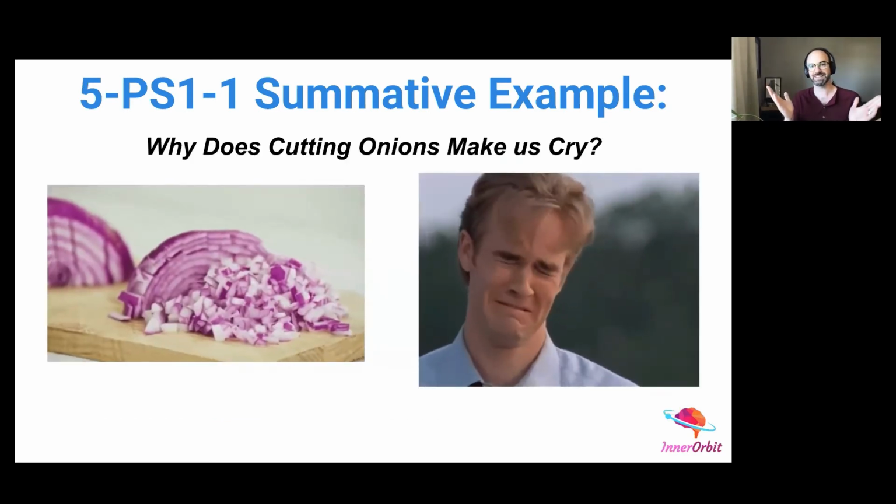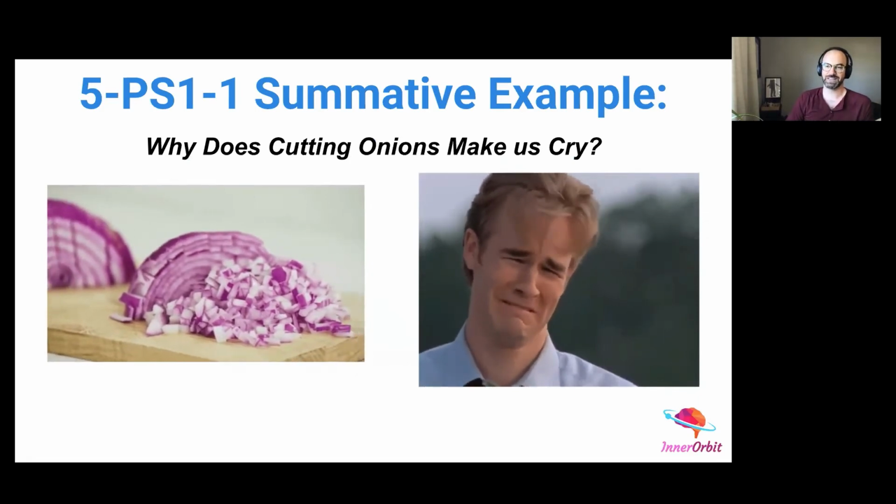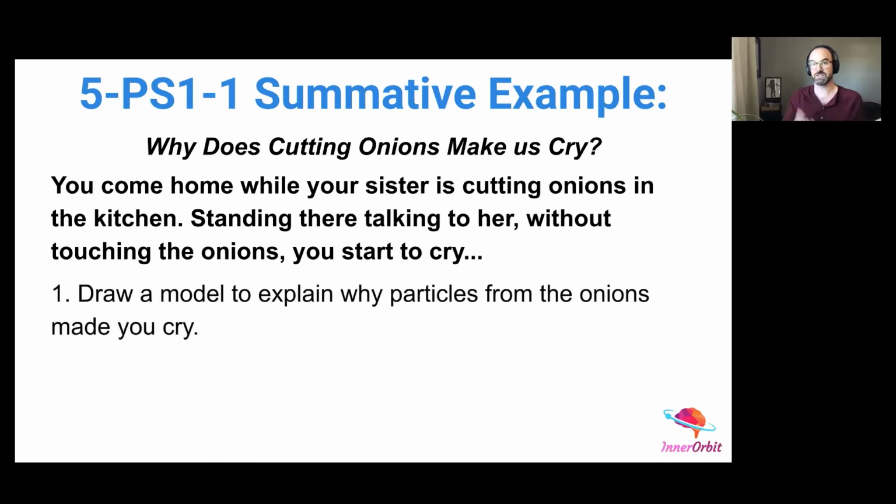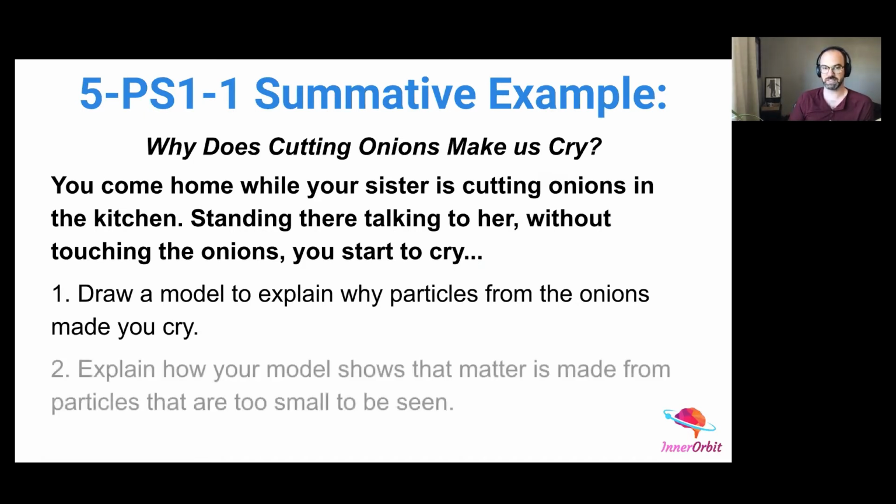Why does cutting onions make us cry? So it's okay, Dawson. The idea is that you come home while your sister is cutting onions in the kitchen, standing there talking to her without touching the onions, you start to cry. The 2 questions we're going to ask students for a summative for this is draw a model to explain why particles from the onions make you cry, and explain how your model shows that matter is made from particles that are too small to be seen.